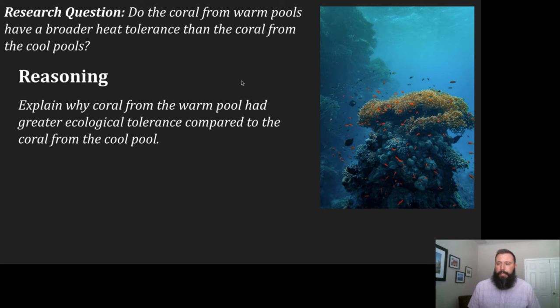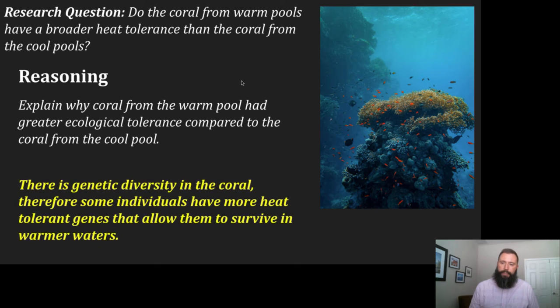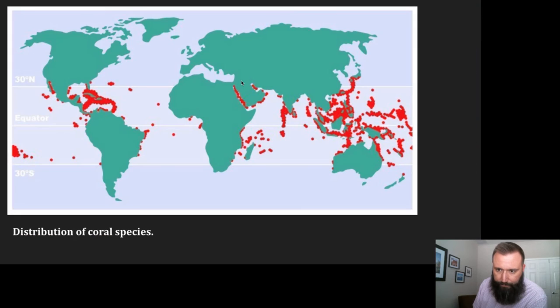We learned it in 2.1 of our topics here together, right? Yeah, it's because of the genetic diversity that exists within the coral species, right? Therefore, some individuals are more heat tolerant, right? They've got these heat tolerant genes that allow them to survive in warmer temperatures. Those coral from the warm pool have that ability, that trait, right? That trait comes specifically from their DNA, their genes. The genes impart their ability to either withstand or not withstand increases of temperature.